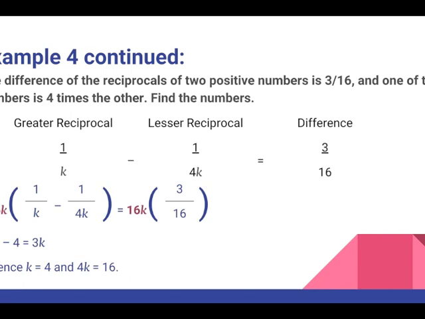So if we simplify that, we end up with 12 equals 3k. Divide both sides by 3, that gives us k equals 4. And for our other number, we have 4 times k, which is 4 times 4, so we get 16. Therefore, our two numbers are 4 and 16. So hopefully you guys got that. If not, feel free to rewind and go through if you have any questions. Otherwise, I'm going to go ahead and move on to our next example.